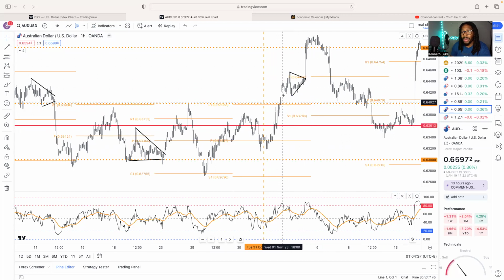So more than likely, when price is going up and it does not really interact with the pivot point, because if it interacts with the pivot point, it might consolidate, then go up. But if it does not interact with the pivot point at all, more than likely it's going to continue to push up through that pivot point. Okay.